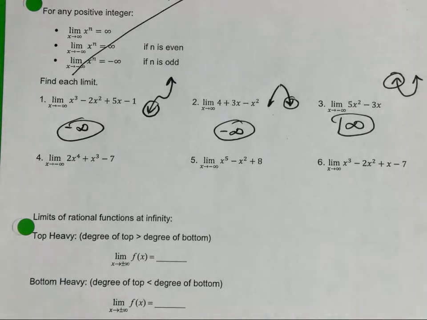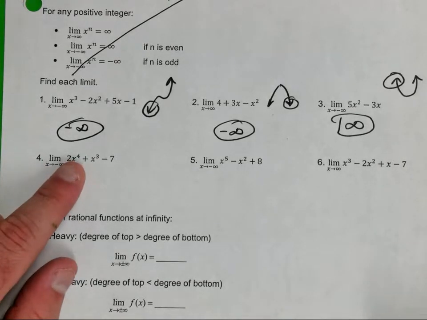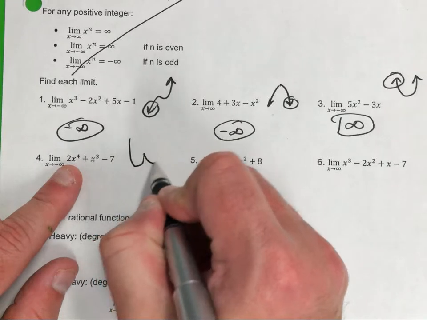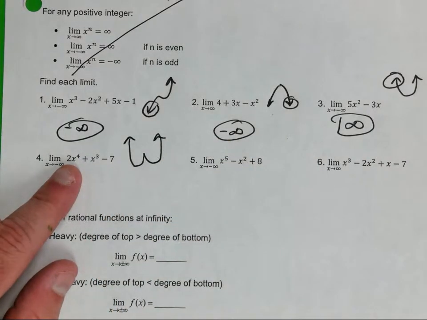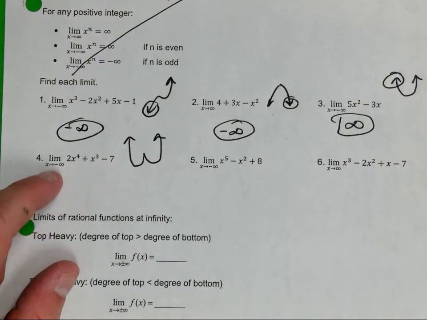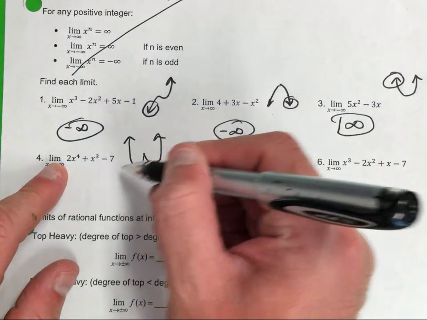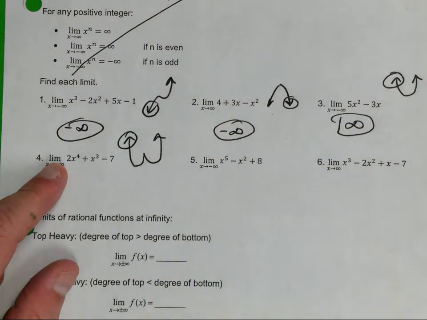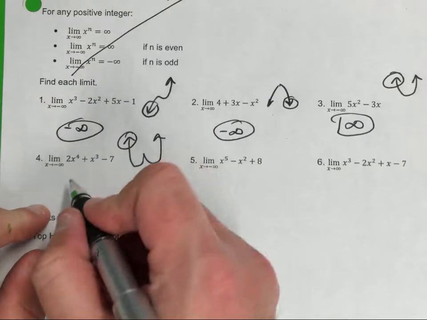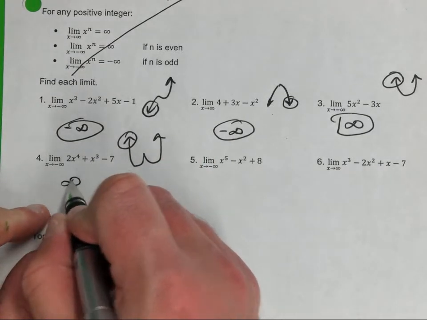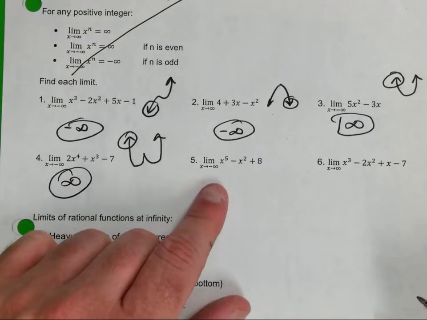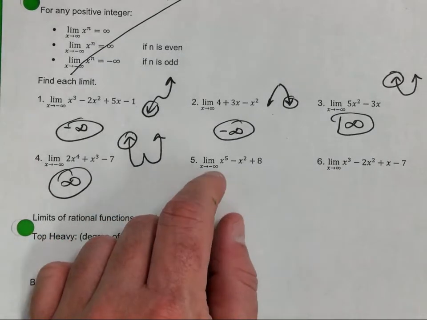Alright, number 4. What type is this, Max? Not quadratic, but quartic. And remember, it's still going to be that general shape, something like that, isn't it? Alright, as x goes to negative infinity, where's your y values going, Matthew? So what infinity is that? Positive.